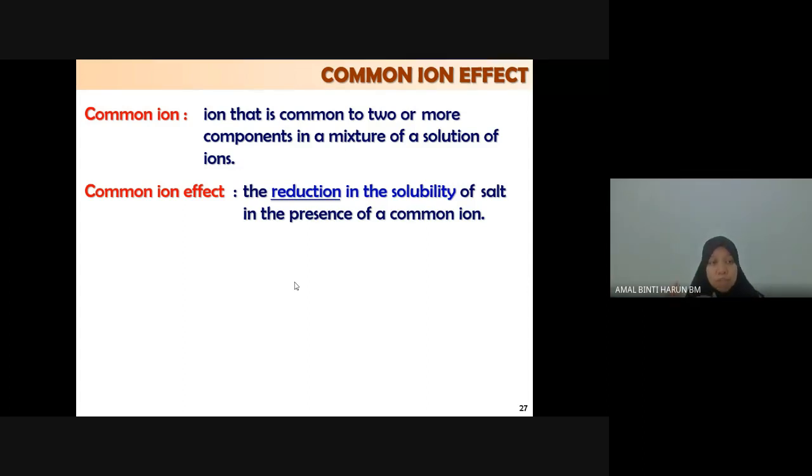What is the common ion? The ions in the spoonful of salt are sodium plus and Cl minus. In the salt water there are the same ions as the salt in the spoon. So the effect is the common ion effect. The presence of a common ion will lower the solubility of a salt. So what is the common ion effect? The reduction in solubility of a salt in the presence of a common ion.